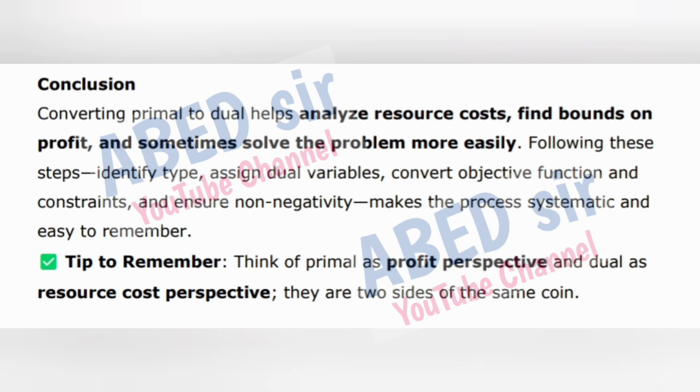Conclusion. Converting primal to dual helps analyze resource costs, find bounds on profit, and sometimes solve the problem more easily. Following these steps, identify type, assign dual variables, convert objective function and constraints, and ensure non-negativity, makes the process systematic and easy to remember. Tip to remember: think of primal as profit perspective and dual as resource cost perspective. They are two sides of the same coin.